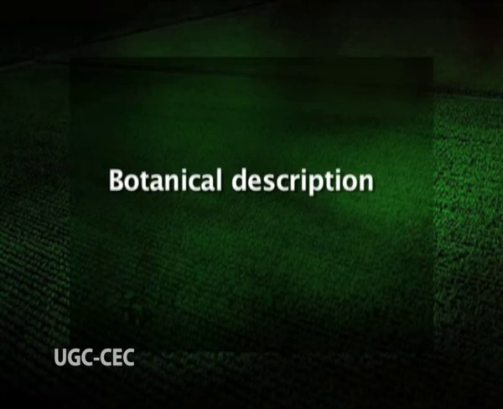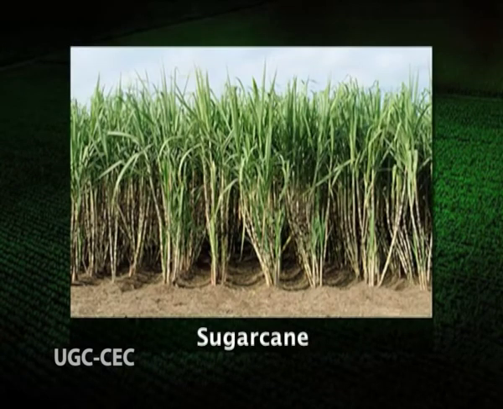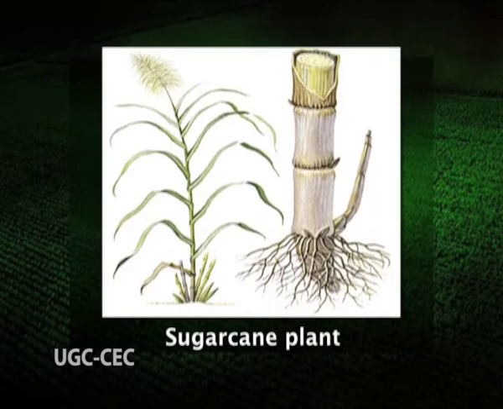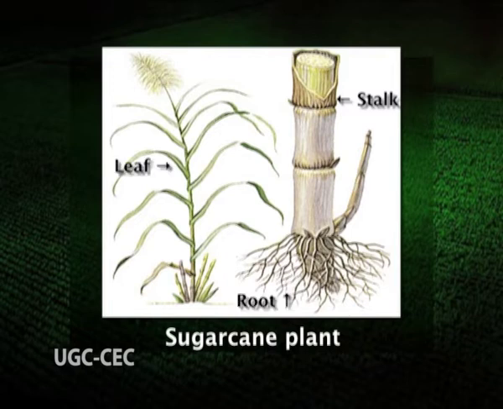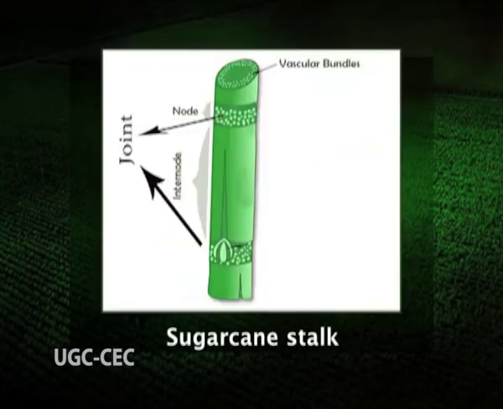Botanical description. Family Poaceae, genus Saccharum, species officinarum. Grows 8 to 20 feet tall and 2 inches thick. The main parts of the sugarcane plant are the stalk, leaf and the root system. Stalk. Sugarcane stalk is roughly cylindrical. The stalk consists of segments called joints.